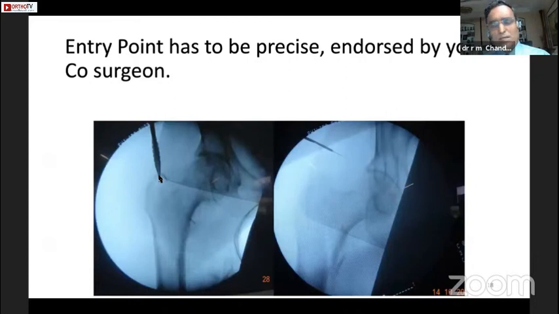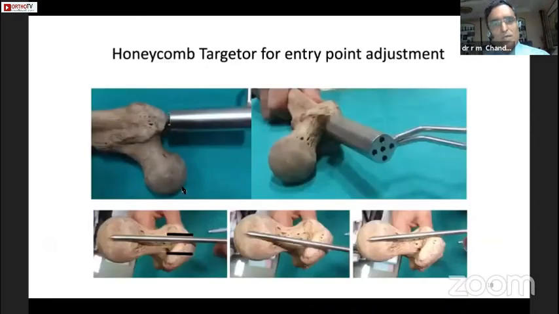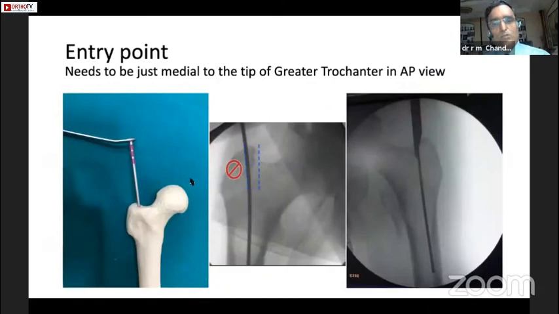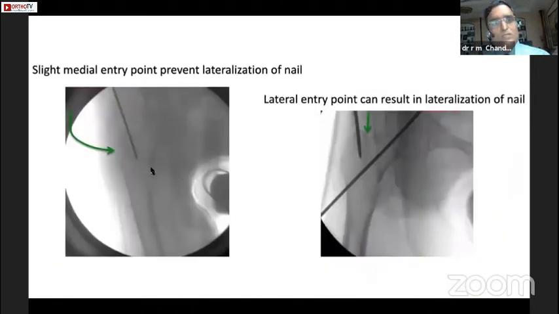The entry point is really, really emphasized for a PFN entry. So I was not happy. I wanted to go medially. And how do we do it? We can use a honeycomb targeter to get an entry point. So this is what I wanted. So on the inner side, see, this is the channel we want to create. We don't want to ream externally. So this is a slight medial entry point, and this would lead to a slight lateral entry point.